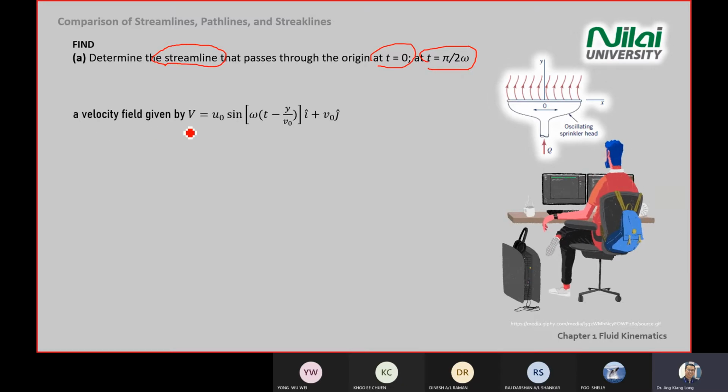Again, recall that the velocity v equals v naught sine wt minus y divided by v naught i hat plus v naught j hat. If you write this in your test or final exam, you get 1 mark. Again, don't leave your answer sheet empty. You extract the information, and we will give you the marks for your understanding.